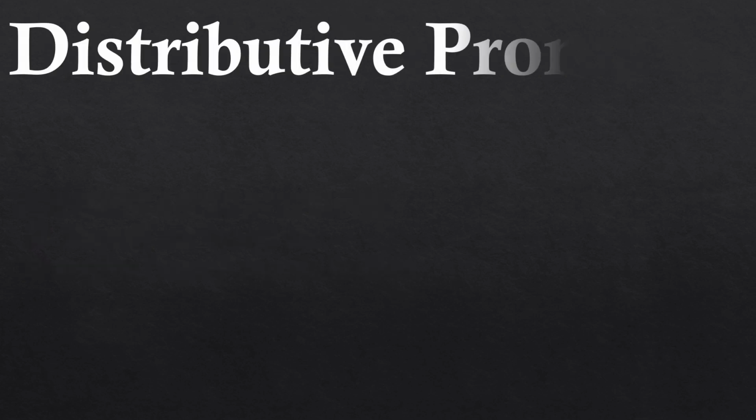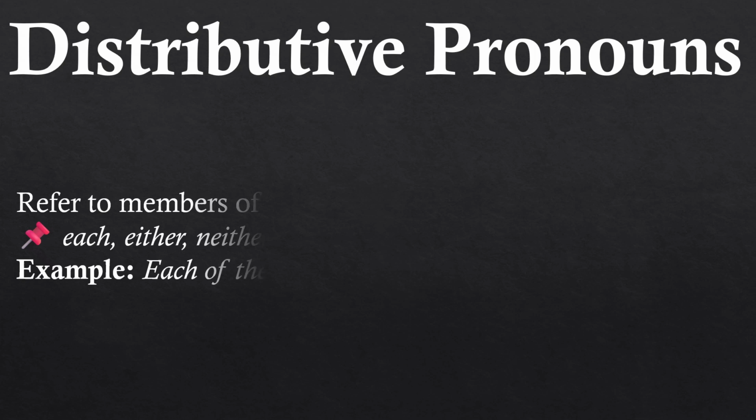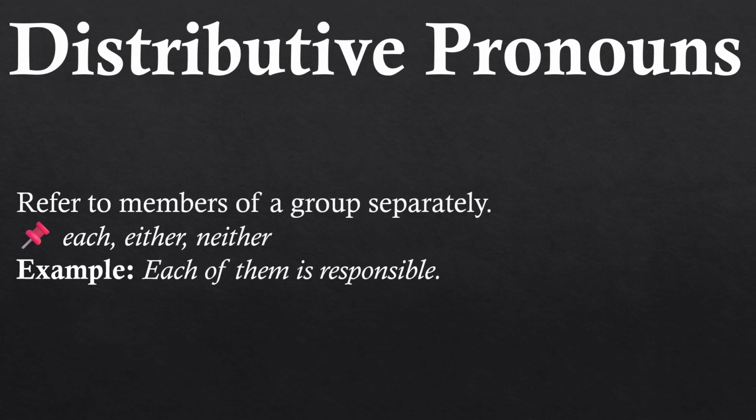And the last one is distributive pronoun. Distributive pronoun refers to the members of the group separately. Each, either, neither. For example, each of them is responsible.